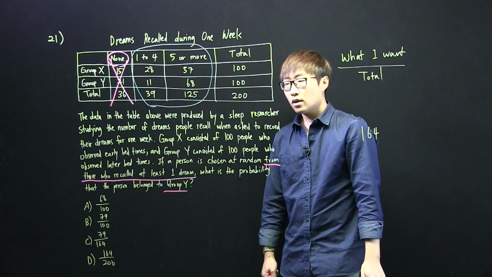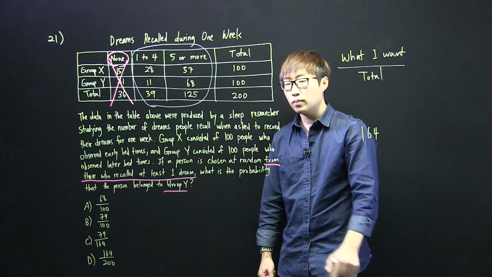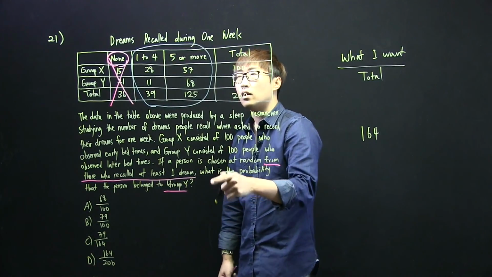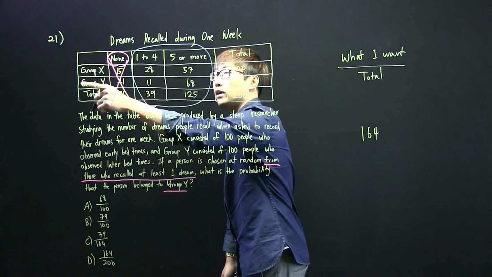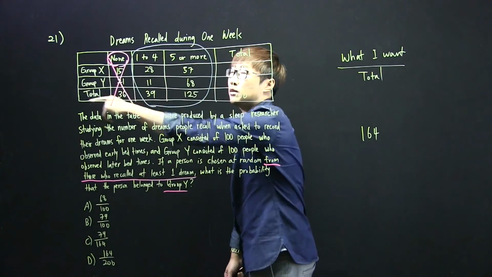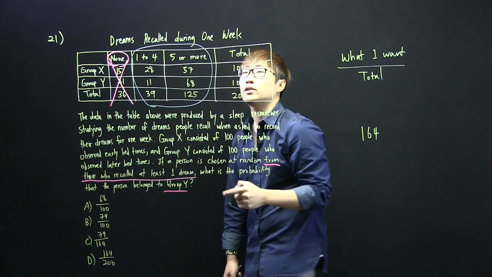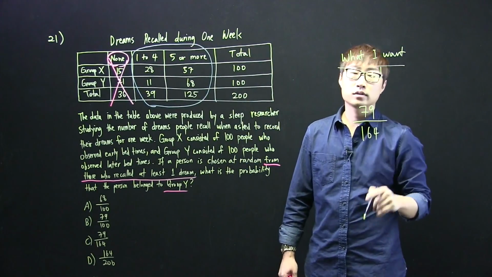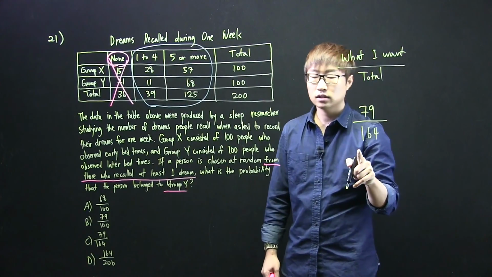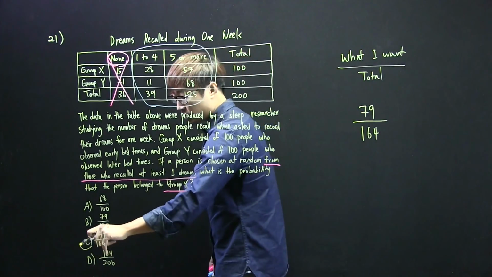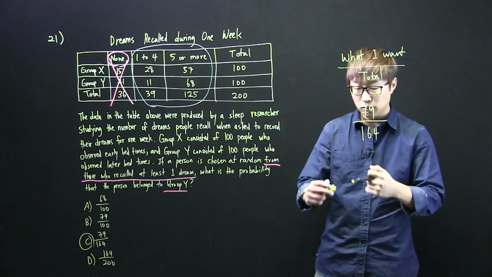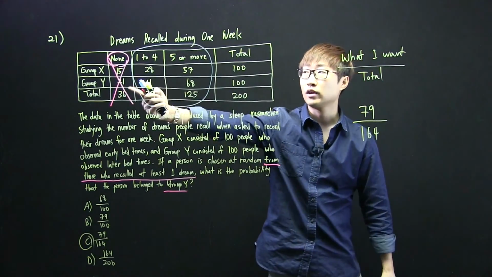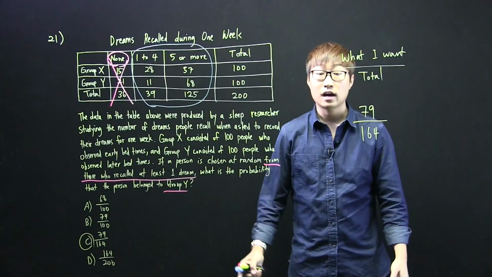And then we want to find out the probability that the person belongs to group Y. So how many people are in group Y in this case? Group Y is over here. 21 is out of my picture. 11 and 68, which is 79. That's what I want on top. So 79 over 164, which leads to my answer choice, C. Very simple problem if you just first went ahead and got rid of that none part out of your picture.